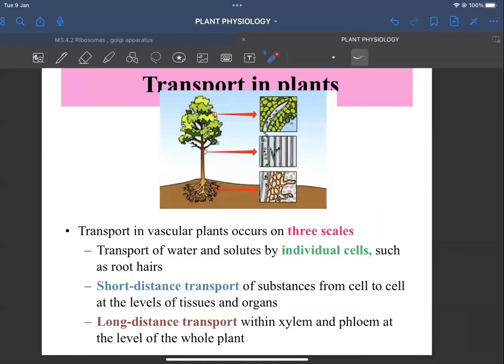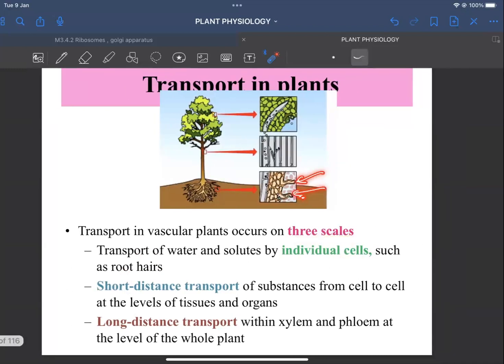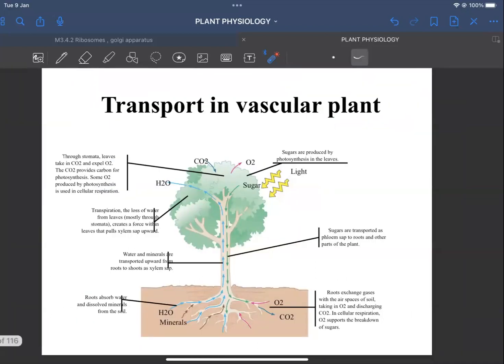Okay, so we look at transport in plants. Transport in vascular plants occurs on three scales. First, the transport of water and solutes by individual cells, especially the root hair, because this is the starting point where water will be absorbed in the root system. Then we have two kinds of transport: short-distance transport from cell to cell at the level of tissues and organs, and long-distance transport within the xylem and phloem at the level of the whole plant. So this is transport in the vascular plant.